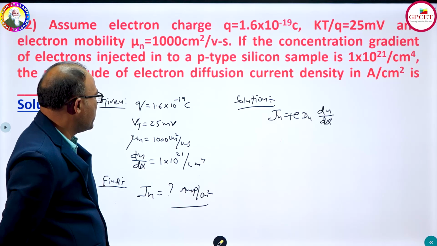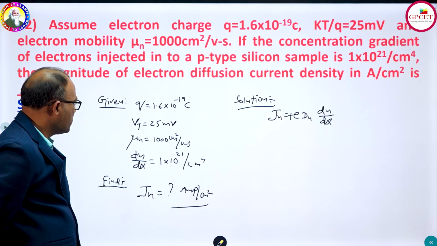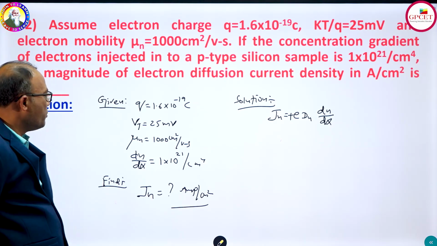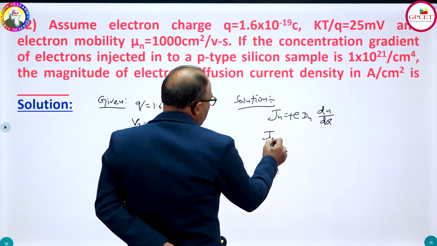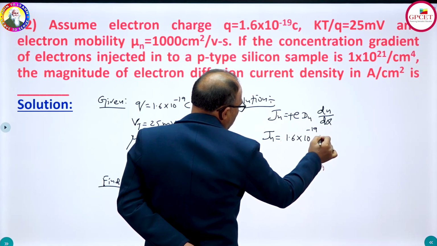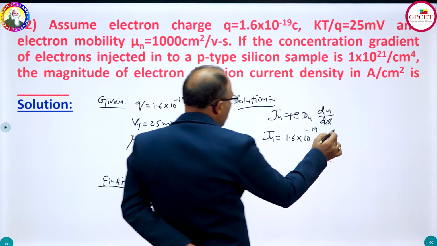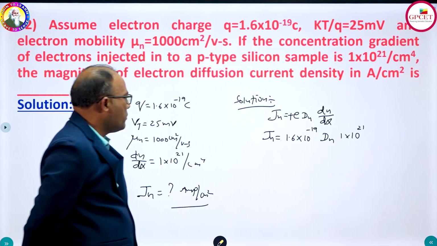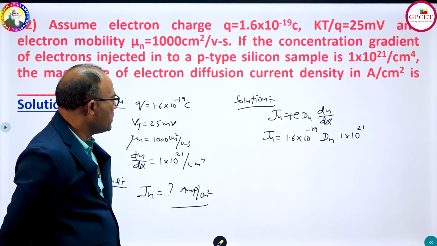But here Dn is not given, but mu n is given. So how to find Dn? Substitute here: Jn = e, which is 1.6 × 10^-19 coulombs, Dn is not given, and dn/dx is given as 1 × 10^21. But how to find Dn here? Also Vt is given, and Dn we need to find.